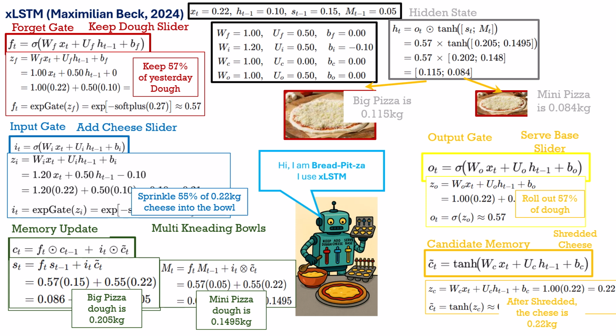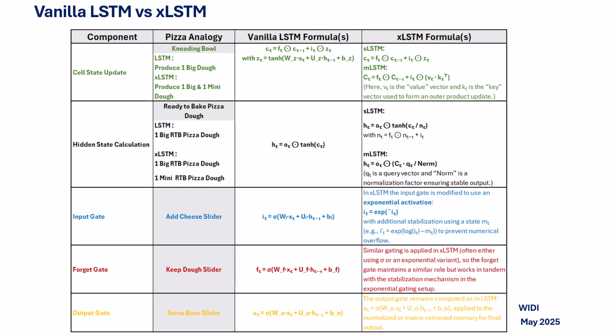Okay, I hope this helped you understand. So to sum up, what are the key differences between vanilla LSTM, which was introduced in 1997, versus the extended LSTM by Maximilian Beck, which was introduced last year?